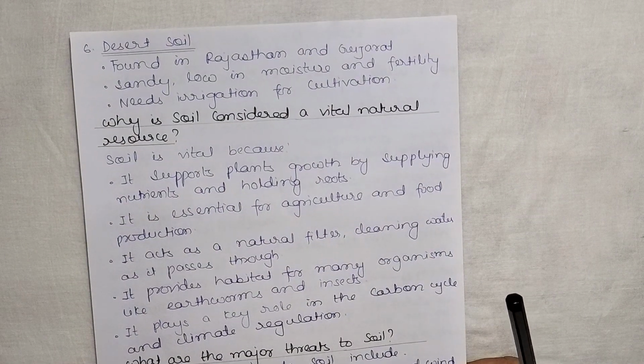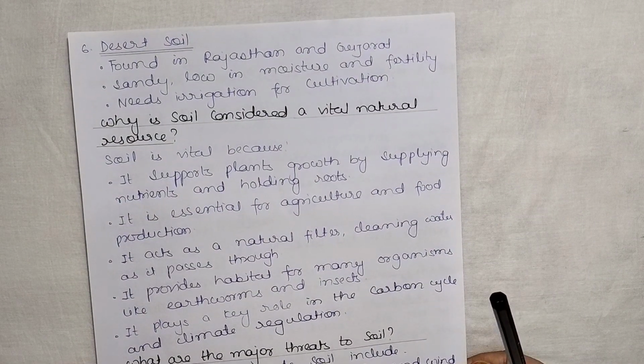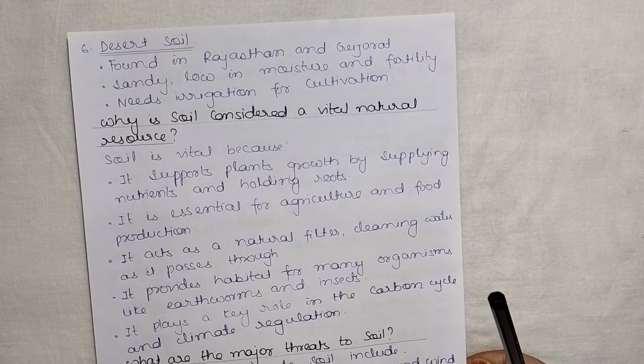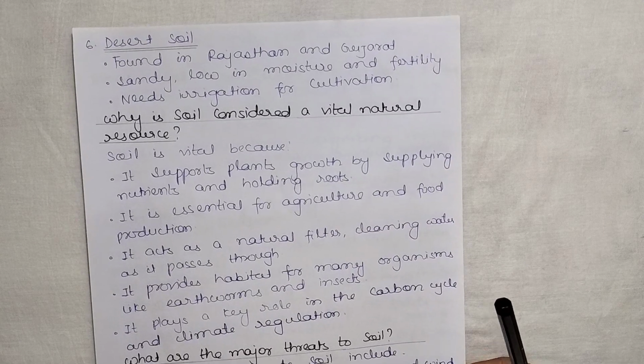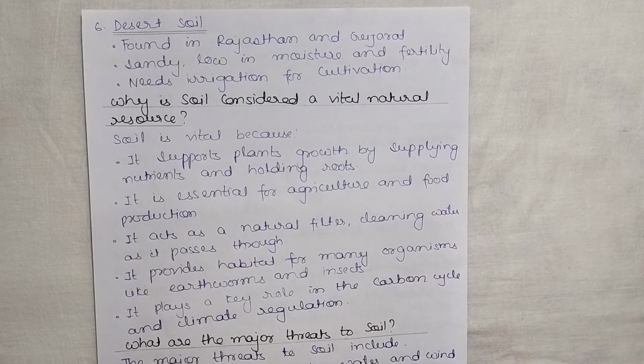And the last one is the desert soil. So this is found in Rajasthan and Gujarat, and this is sandy, low in moisture and fertility, and needs irrigation for cultivation. So here we have discussed 6 different types of soil found in India, right?